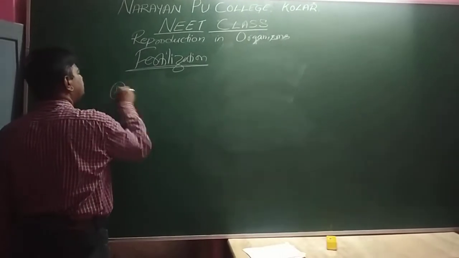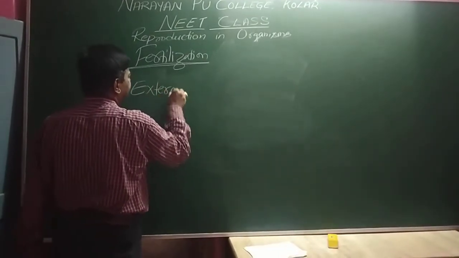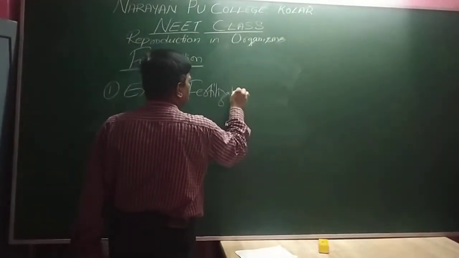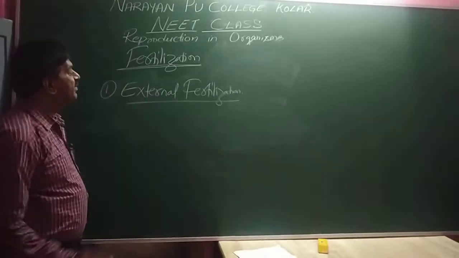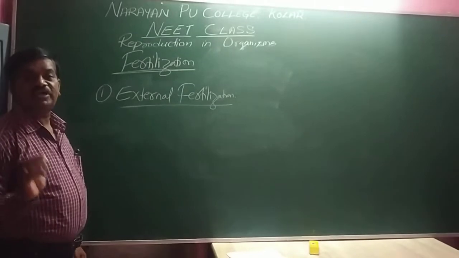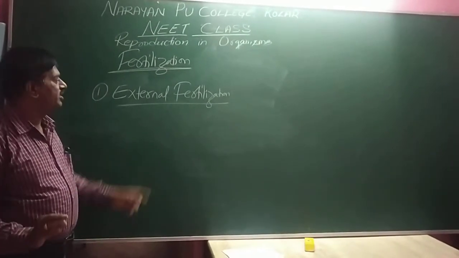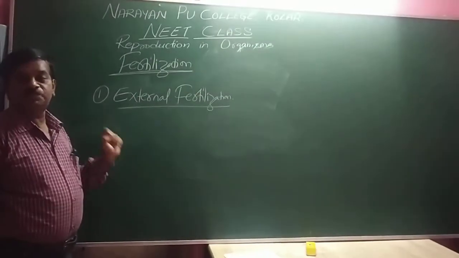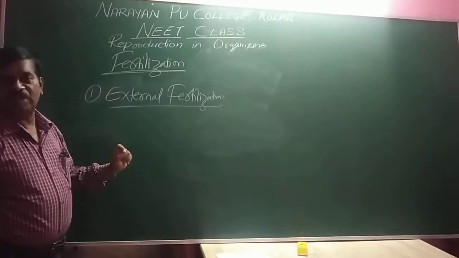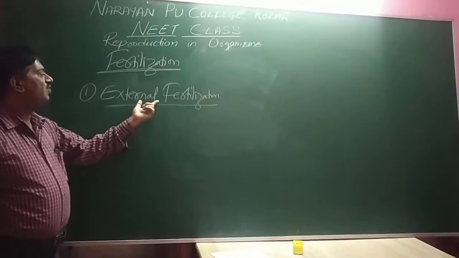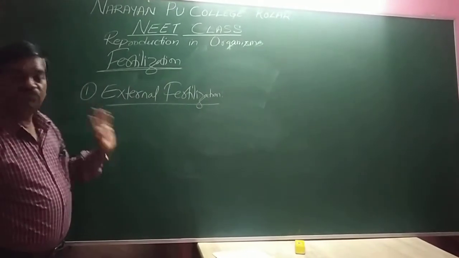So, first one is external fertilization. The meaning of external fertilization: the fusion of gametes has taken place outside the female body in the water. I repeat this, the fertilization takes place outside. The meaning of it, the fertilization or the fusion of gametes takes place outside the female body in the water. For that we use the word external fertilization.